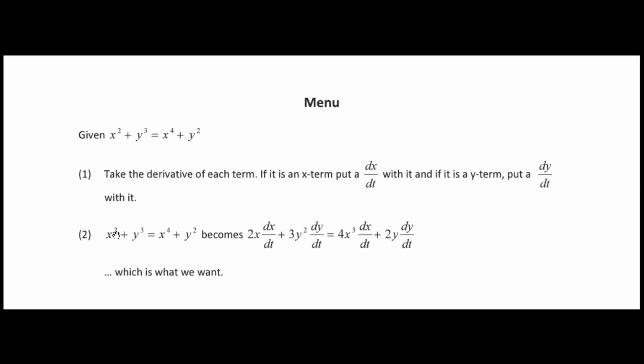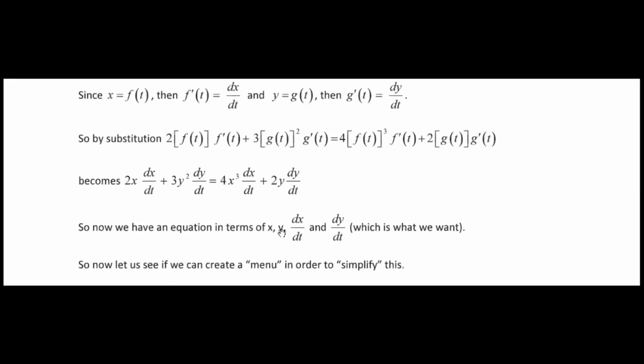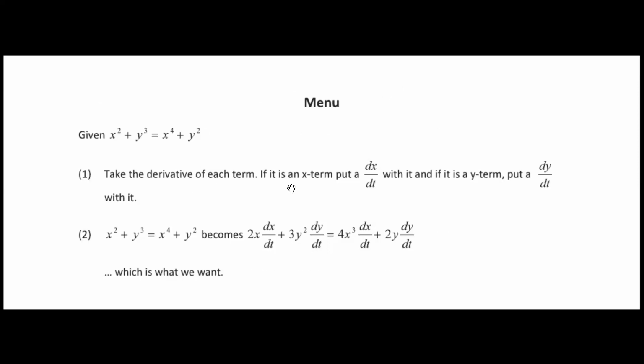Derivative of x squared is 2x. Put a dx/dt with it because it's an x term. Derivative of y cubed is 3y squared. Since it's a y term, put a dy/dt with it. Derivative of x to the 4th is 4x cubed. That's an x term, put a dx/dt with it. Derivative of y squared is 2y. That's a y term, put a dy/dt with it. Now compare this with this from the previous slide. This is the result of 4 slides of work. This is done in 2 lines here. So we now have a way to do this.